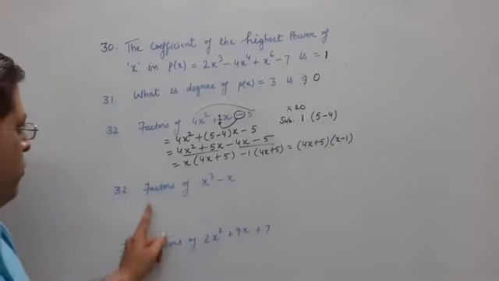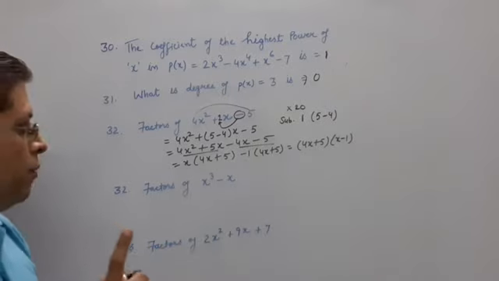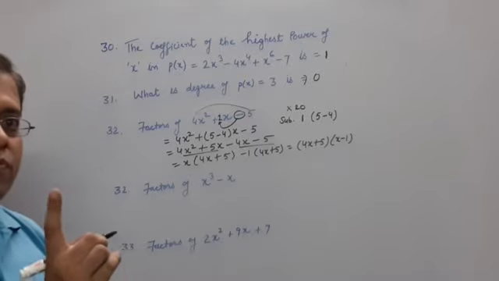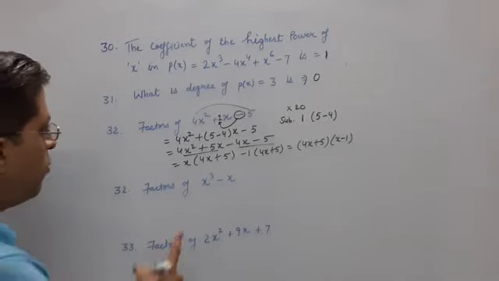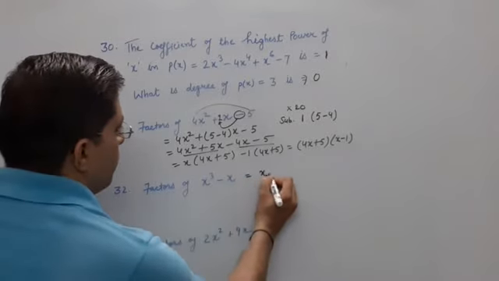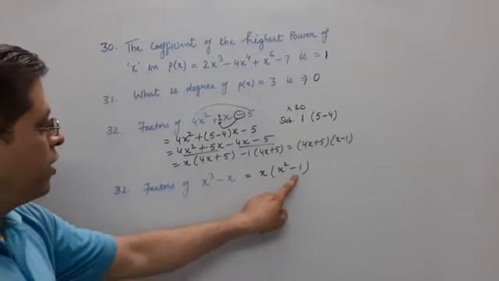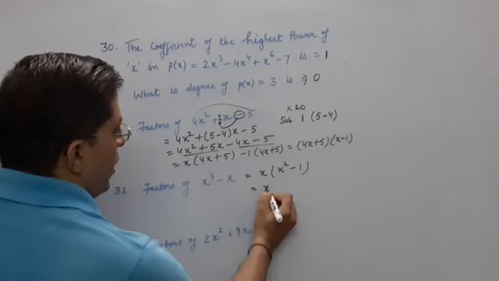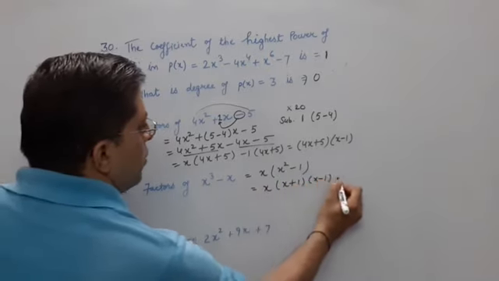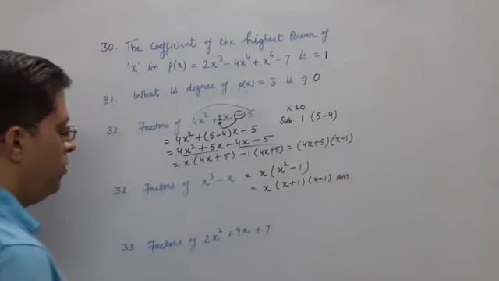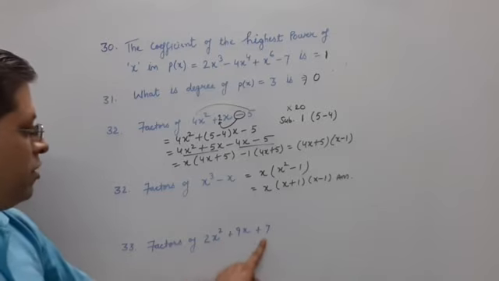Okay, next question. Factors of this, x cube minus x. What is the main thing in the factor? First of all, you have to check the common number, common variable. Okay, the common variable is x here. This is x square minus 1. We can get factors of this easily by the a plus b, a minus b method. x plus 1 and x minus 1. This is your answer.